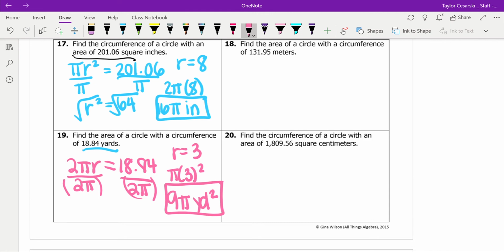Okay, so that's it for area and circumference. We will be using this in a couple days, also when we work on finding the volume of 3D figures. And that's all.